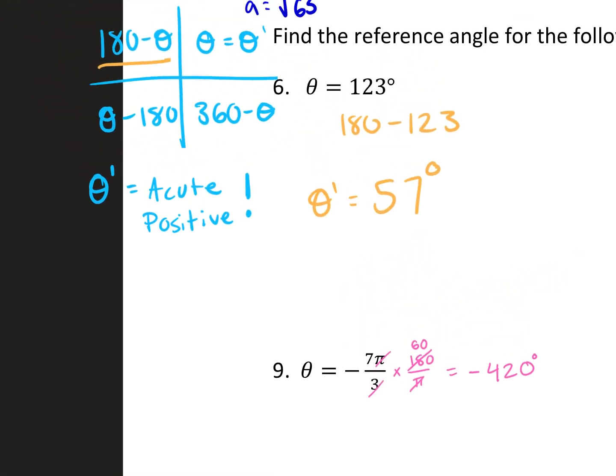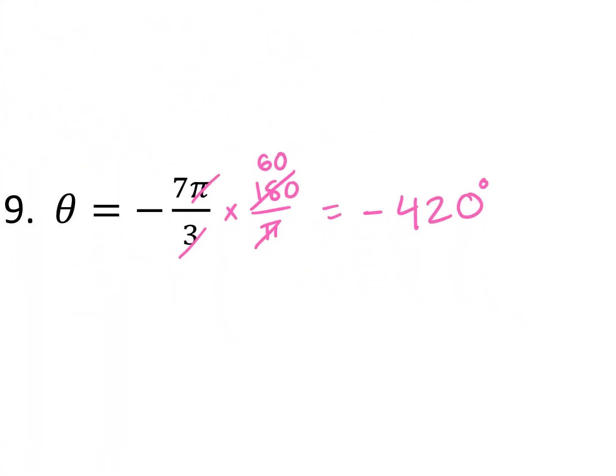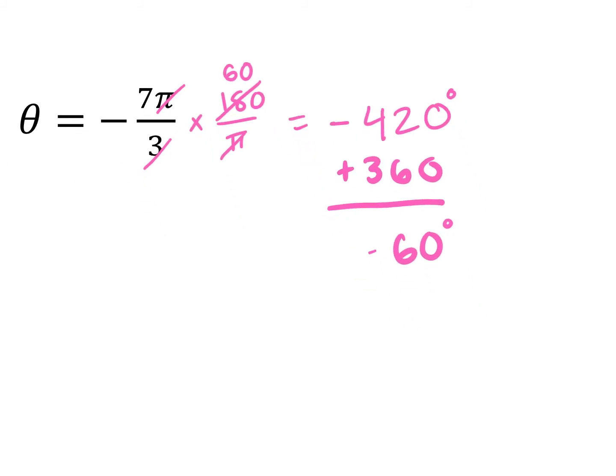What should I do next to figure out what quadrant this is in? Awesome. If you have a negative angle, we always want to add 360 to find the positive coterminal angle, because that ends at the same spot. So that would just tell us the positive position of it. So we add 360. We get negative 60. It's still negative, so I'm going to add 360 again. So it gives me 300.